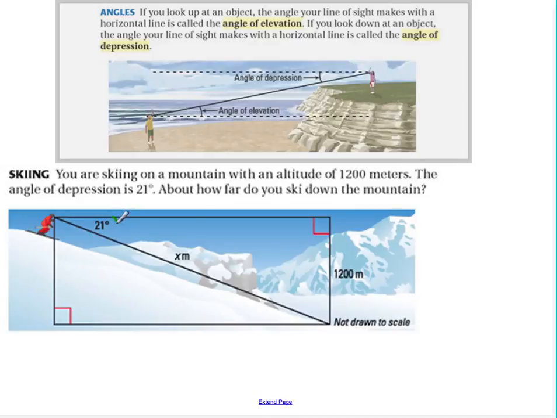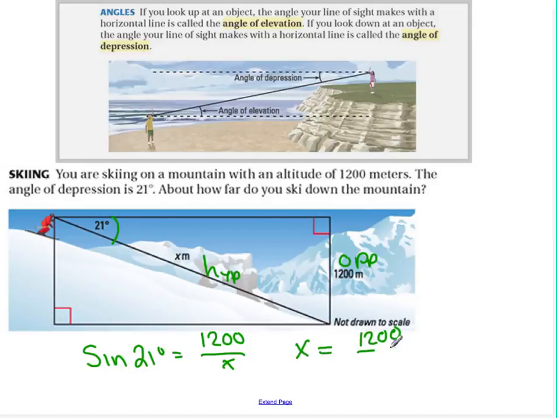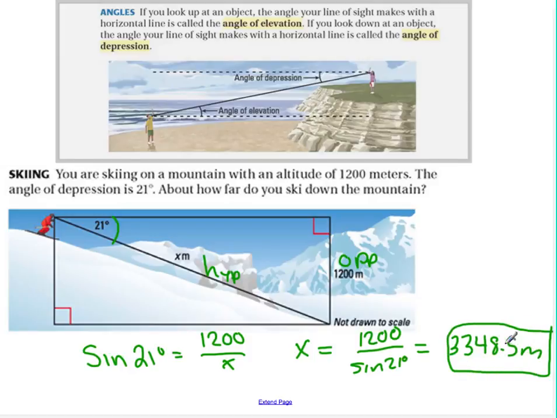So we're really looking at this angle right here, and we're trying to find basically the hypotenuse of this. This is my opposite side from my angle. This is the hypotenuse. So opposite and hypotenuse tells me I need to use the sine function. So the sine of 21 degrees equals the opposite over the hypotenuse. I'll then cross multiply and divide. X is going to equal 1200 divided by the sine of 21 degrees, which should equal 3,348.5 meters.